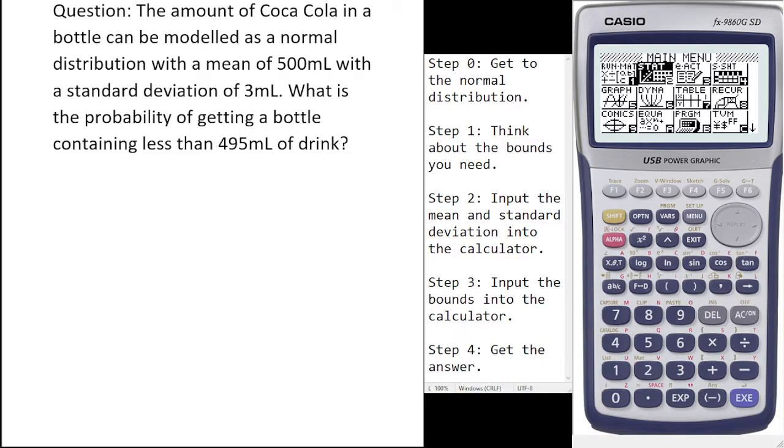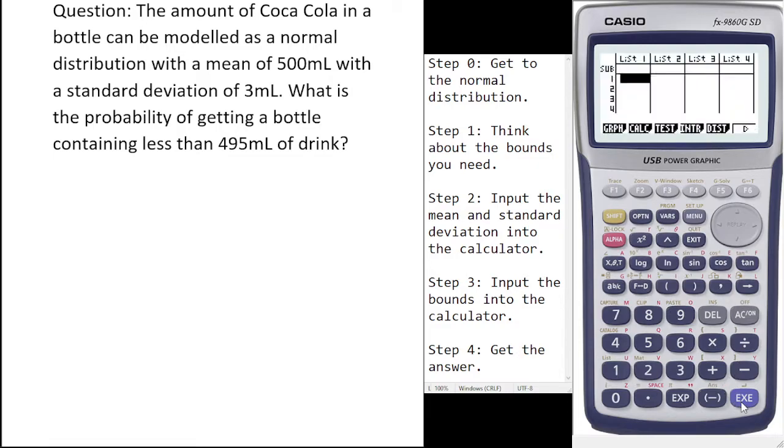First things first, we need to actually get to the NCD part, which we'll do by getting to the stats menu there. Click EXE, distributions, which is your F5, click that, and then normal, which is your F1 there, and then NCD, which is your normal continuous distribution, click that.